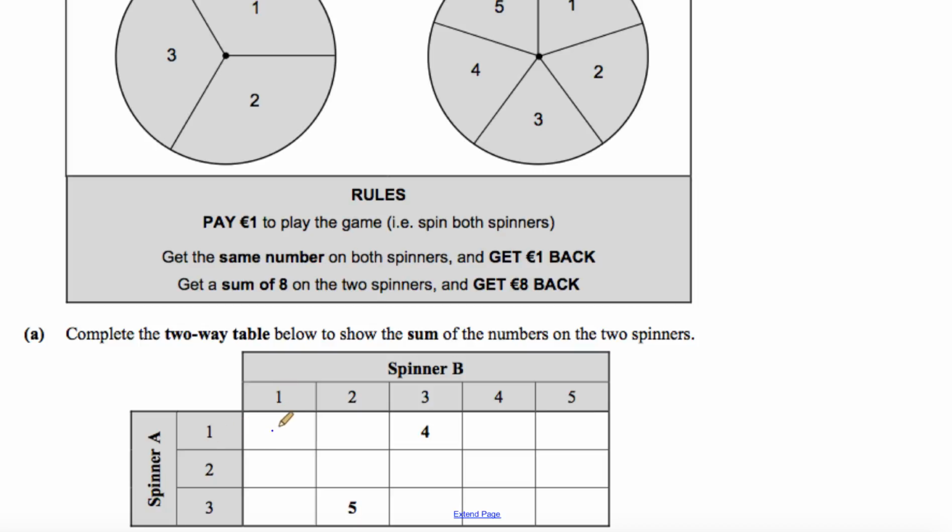1 plus 1 is 2, 1 plus 2 is 3, 1 plus 4 is 5, 1 plus 5 is 6, 2 plus 1 is 3, 2 plus 2 is 4, 2 plus 3 is 5, 2 plus 4 is 6, 2 plus 5 is 7, and here we have 1 plus 3 is 4, this one's done, 3 and 3 is 6, 4 and 3 is 7, and 5 and 3 is 8. So that's our two-way table filled in.